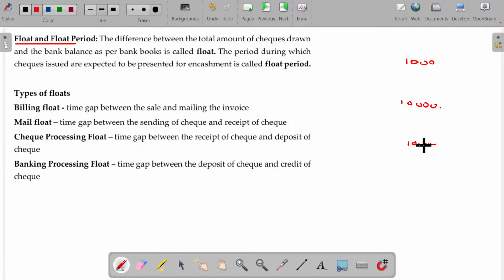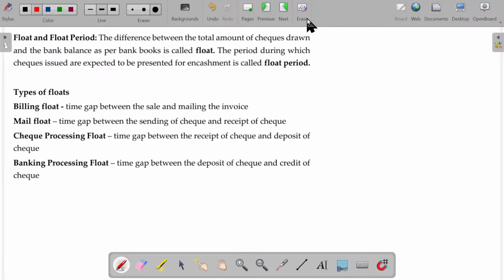Is it harmful for the business? Definitely not. So they can manage this. This is called float. The period of delay, okay, is called cheque float. Okay, so float is nothing but the difference between the total amount of cheques drawn and the bank balance as per the bank book. You have drawn almost 1 lakh rupees worth of cheques, but you have only 10,000 balance in your book. The 90,000 rupees shortage is called float. Now the question is, will the cheque dishonor? Definitely not. We know that only a week later will they come for the collections. Beforehand, I will deposit and honor the cheque. That's how we'll do it.